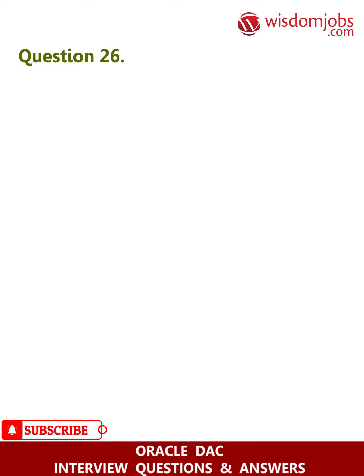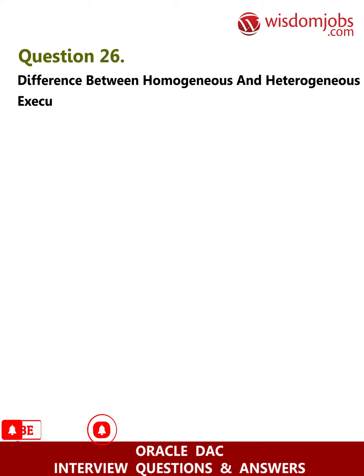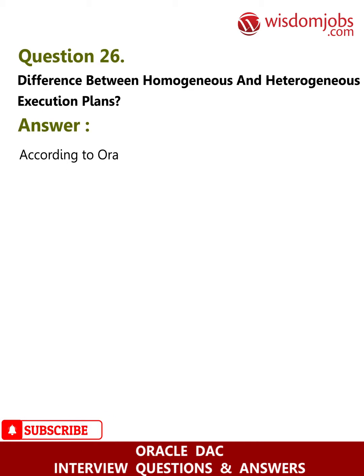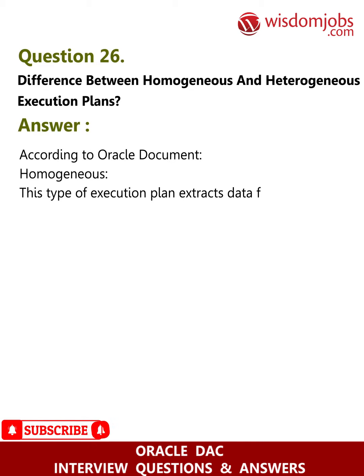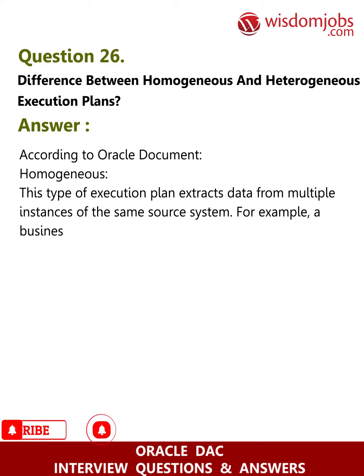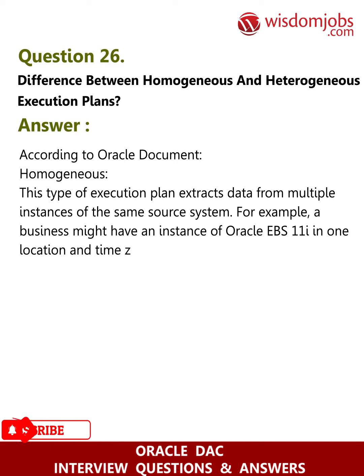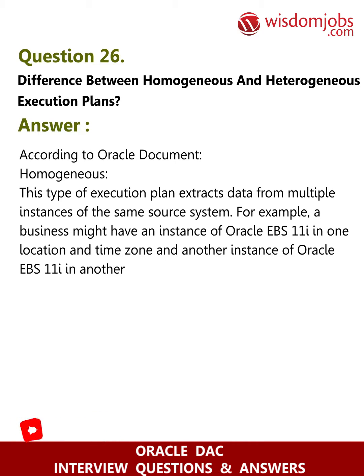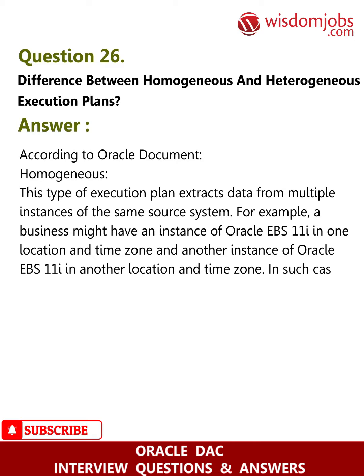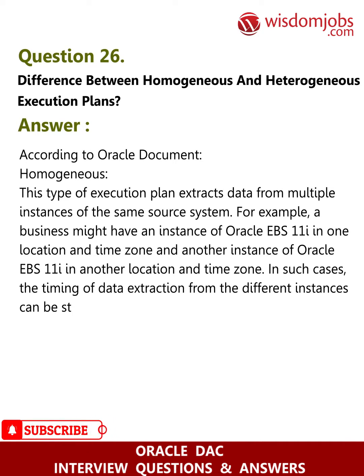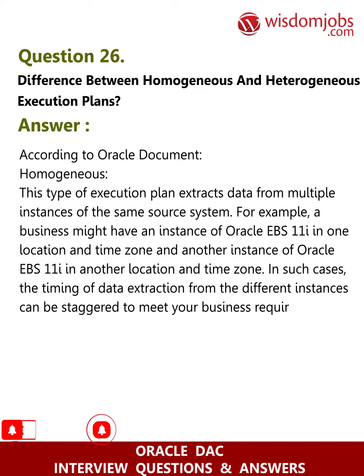Difference between homogeneous and heterogeneous execution plans? Answer. According to Oracle document, homogeneous. This type of execution plan extracts data from multiple instances of the same source system. For example, a business might have an instance of Oracle EBS 11i in one location and time zone and another instance of Oracle EBS 11i in another location and time zone. In such cases, the timing of data extraction from the different instances can be staggered to meet your business requirements.